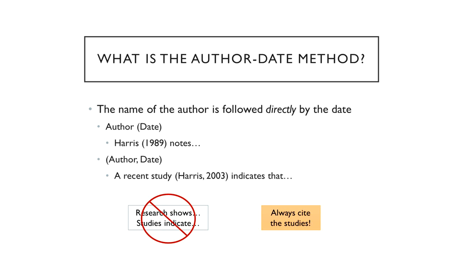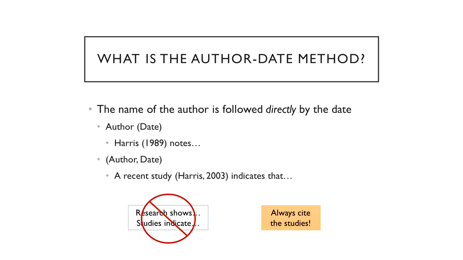You always cite the studies. You never say ambiguous things like, well, research indicates that the climate is changing, or studies show that college students are getting smarter over time. You never say bogus things like that without citing it. If you're going to say something, you must cite it, because anyone can make up any bogus statement.